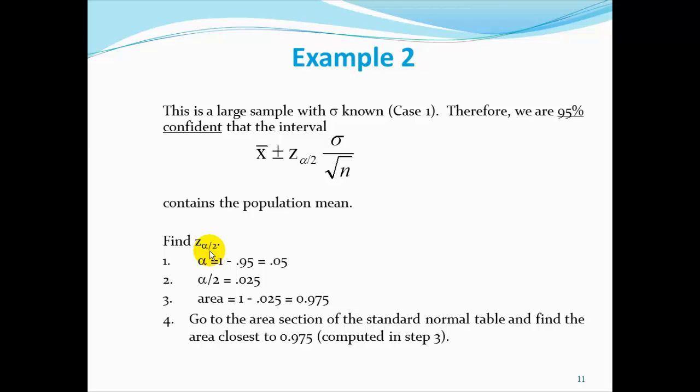Therefore, our confidence coefficient is that percentage in decimal form. Our confidence coefficient for this problem is 0.95. Therefore, alpha is equal to 1 minus 0.95 or 0.05. Alpha divided by 2 is 0.05 divided by 2, which equals 0.025.